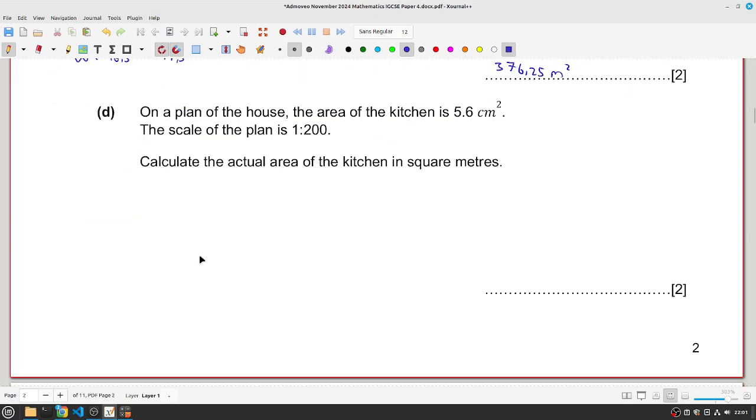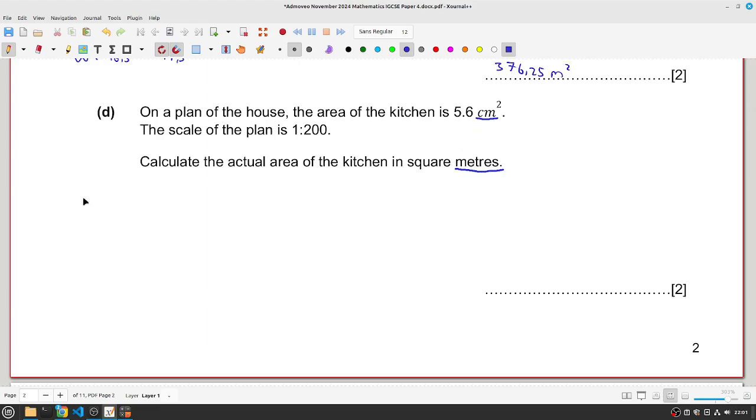Question D. On a plan of the house, the area of the kitchen is 5.6 squared centimeters. The scale of the plan is 1 to 200. Calculate the actual area of the kitchen in square meters. Okay, so important. We get given something in square centimeters, and we have to find it in square meters for the final answer. Okay, important to recognize the units that they give us.